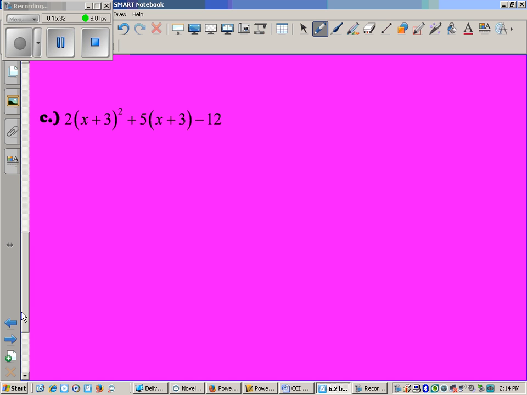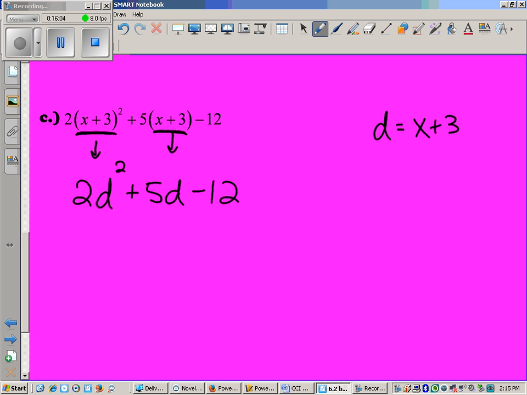But what I can do is try to make this look a little bit more simplified, make it a little easier to deal with. You see how this has an x plus 3 in it, and this has an x plus 3 in it? Since they're both the same thing, can I take those out and call it whatever I want? So off to the side, I'm going to use D for Devaney. I'm going to call x plus 3 D. So instead of having an x plus 3 in here, I'm going to call this D instead. So now this turns into a 2D squared. That means I'm going to take this x plus 3 and change it into a D. So now I have plus 5D minus 12.